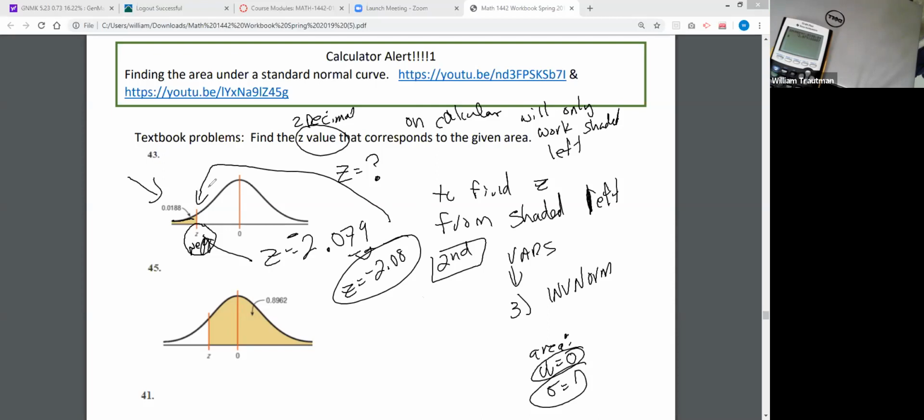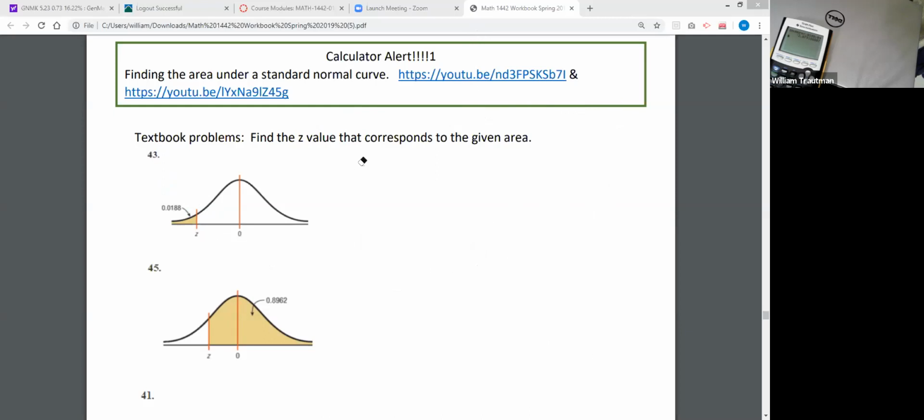All right. So now we got to do the next one. Oh no. Let me just clear the whole page. I have to find the Z value. But if I type this into the calculator, it's not going to give me the Z value.